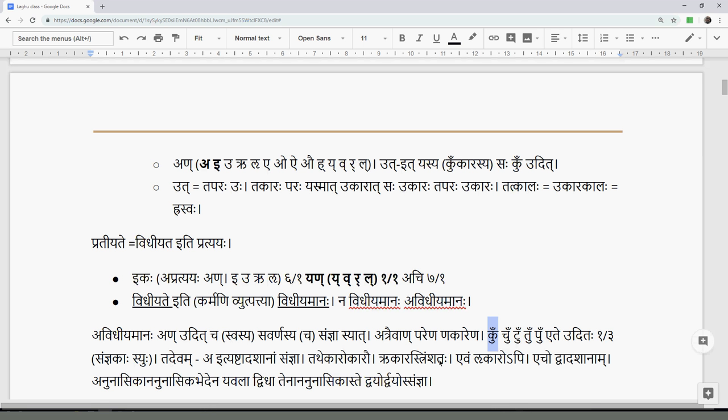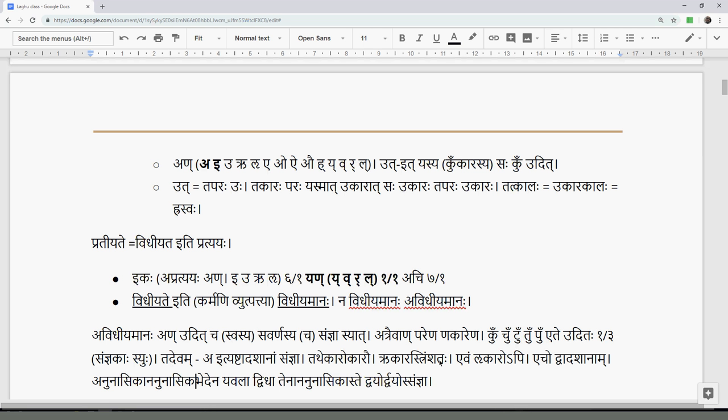This ku stands for all its varga letters: ka kha ga gha na. Chu is cha chha ja jha na. Tu is ta tha da dha na. Tu is ta tha da dha na, and pu is pa pha ba bha ma. We already used this ku chu tu tu pu in the earlier sutras vritti, where we have seen the shiksha sutras. In shiksha sutras, these have already been used, and these are explained here. By this sutra, they get the udit sanya, and they include savarna also.